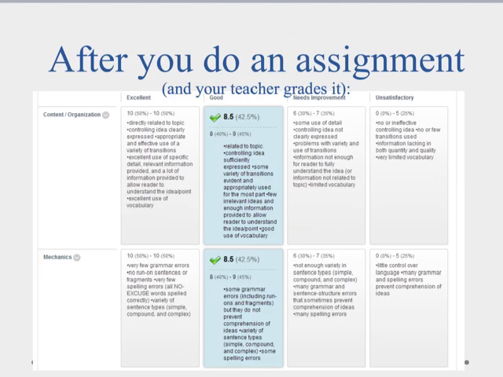This is an example of a rubric after you have done an assignment. This student earned an 8.5 for content and organization, and an 8.5 for mechanics. You can see the descriptions of what that means.